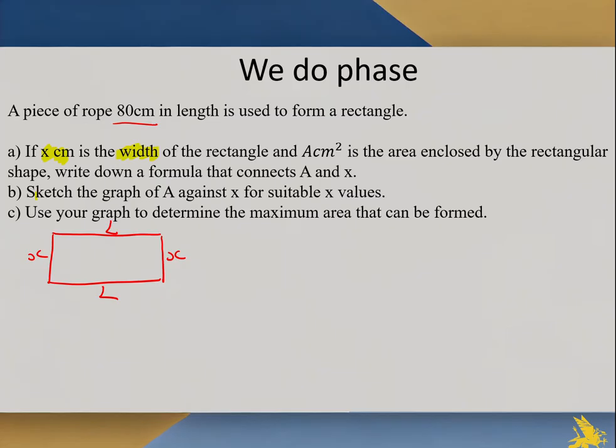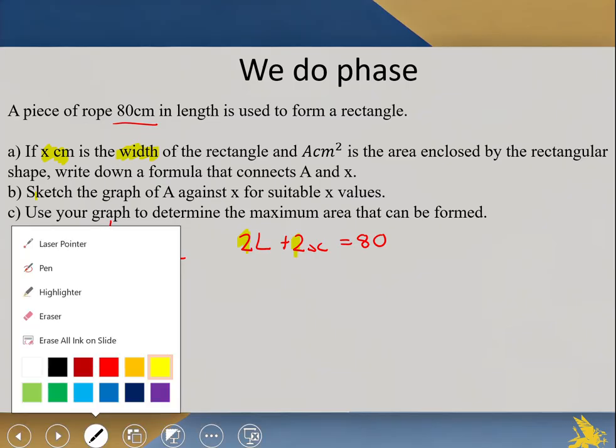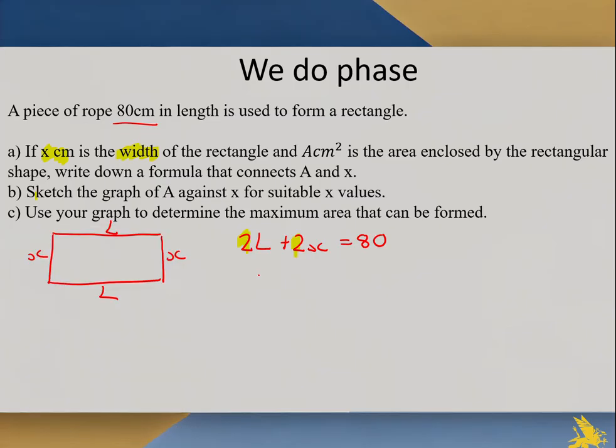The first thing that I will be looking at is, what is the 80 for? 80 is telling us the perimeter. So that means I know 2 of my length plus 2 of my x is going to be 80. Because I've got 2 on both of them, I'm just going to divide everything by 2 to get rid of it. So that will give me L plus X is equal to 40.